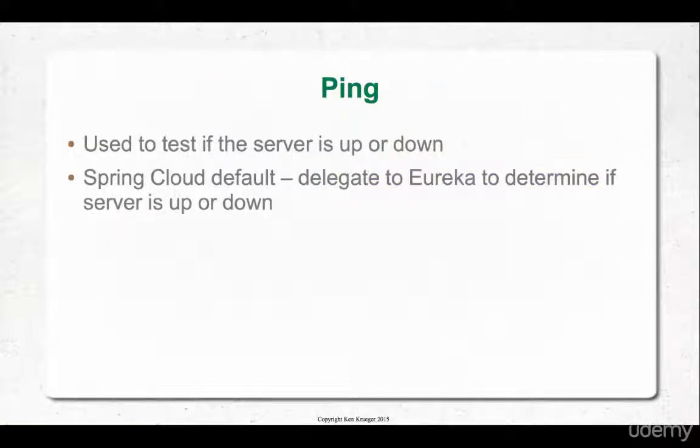Next, ping refers to the strategy that Ribbon client will employ if and when it wants to perform a health check on the target server to see if it's really up or really down. Again, there are several strategies to choose from in Ribbon. When using Spring Cloud, the default setup is simply to defer to Eureka to make that determination. And this is a good, safe strategy, except it isn't foolproof.